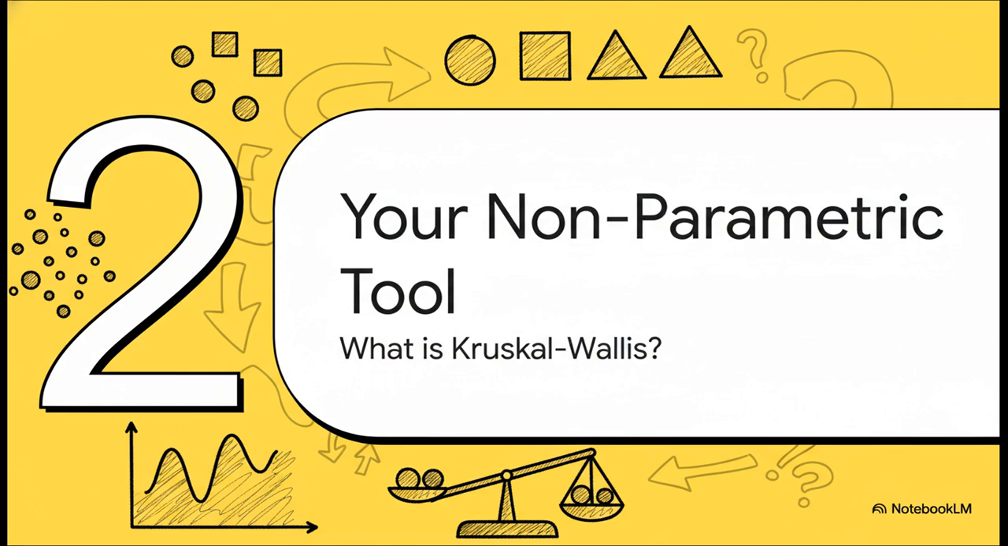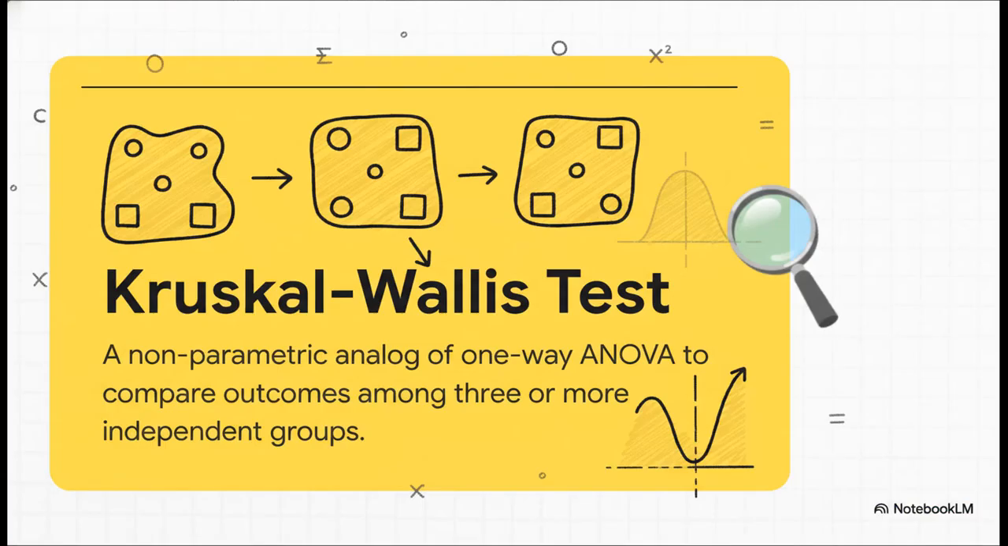First things first, what is this test and why should you care? So at its heart, the Kruskal-Wallis test is what's called a non-parametric method. All that means is it's a way to see if there are real, statistically significant differences between three or more groups. And that key phrase, non-parametric, that's its magic. It means the test doesn't care what your data's distribution looks like. It doesn't have to be a perfect bell curve. This gives you an incredible amount of flexibility.